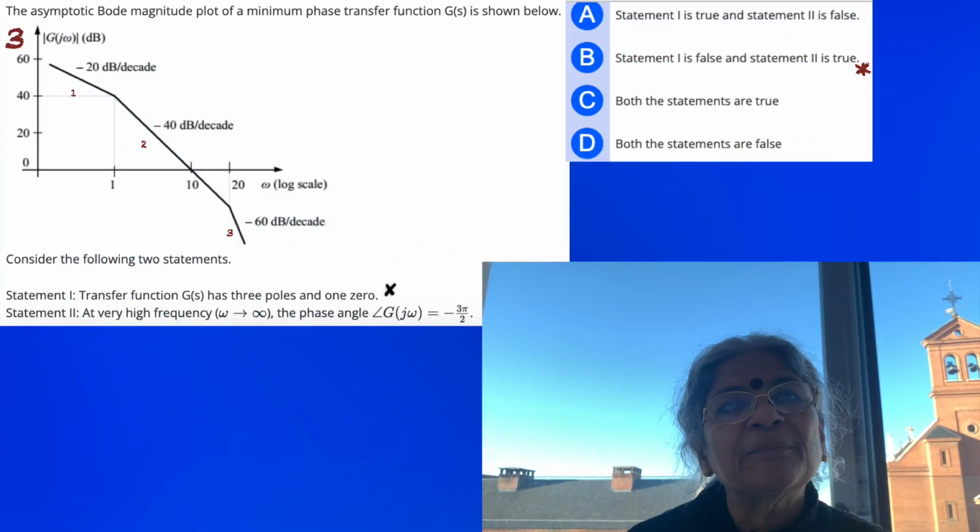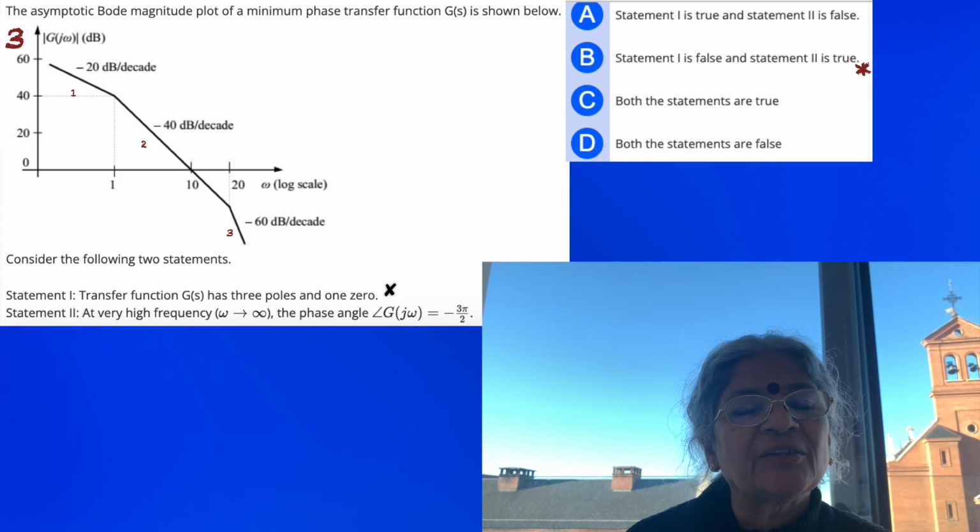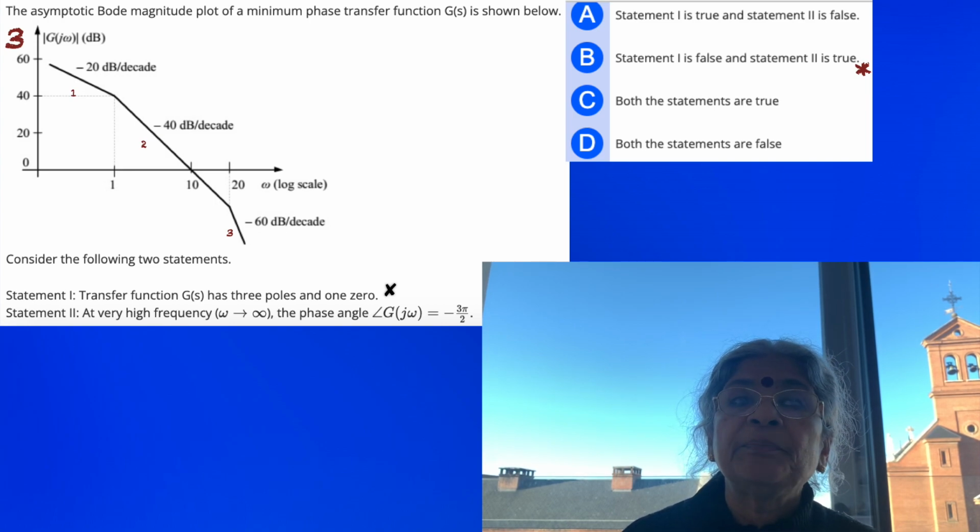Okay, so let's move to the third problem, and some of the theory that you can carry with you very easily and do problems based on that. So what do we have there? Asymptotic Bode magnitude plot for minimum phase. So what do you mean by minimum phase? That none of the zeros nor the poles happen to be on the right hand side of the s plane. Transfer function G(s) is shown below.